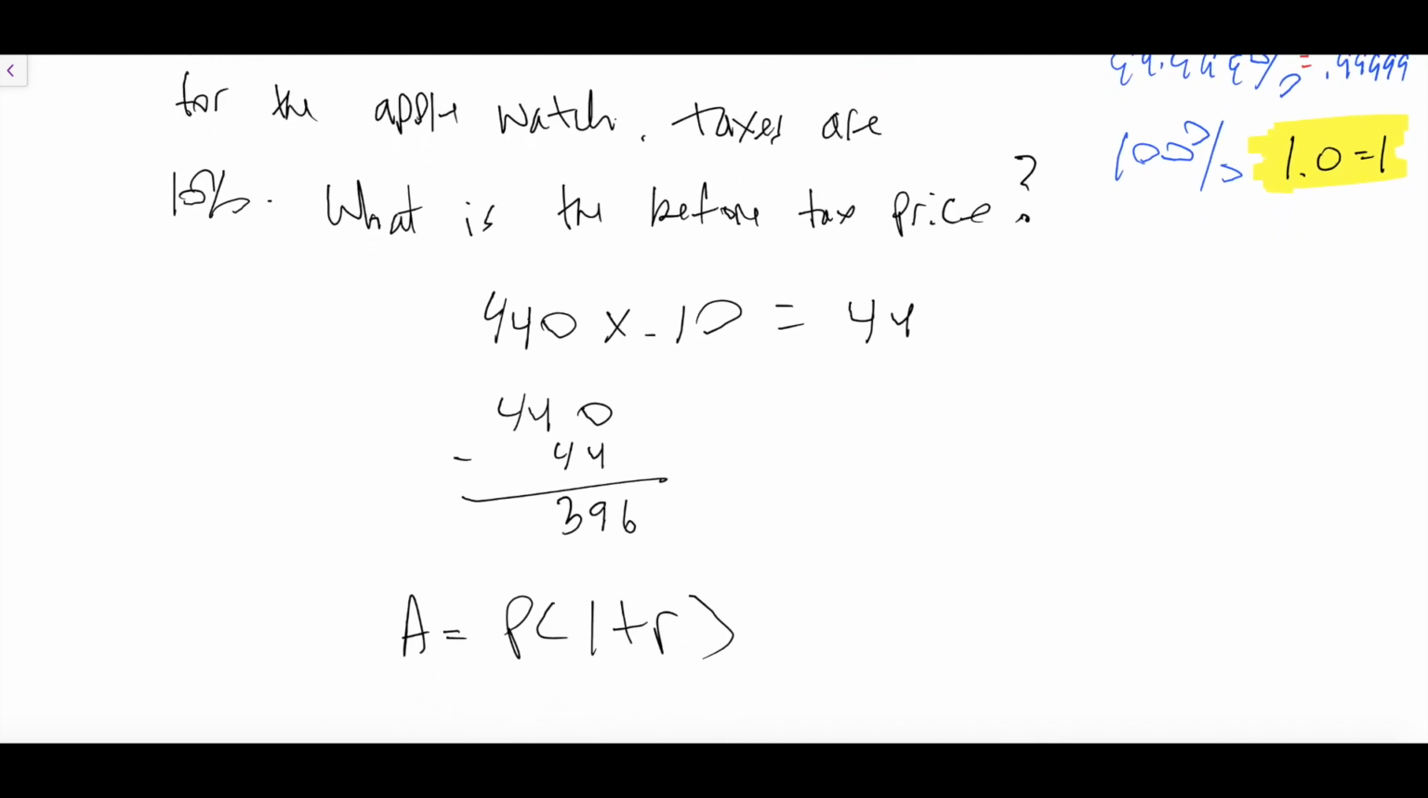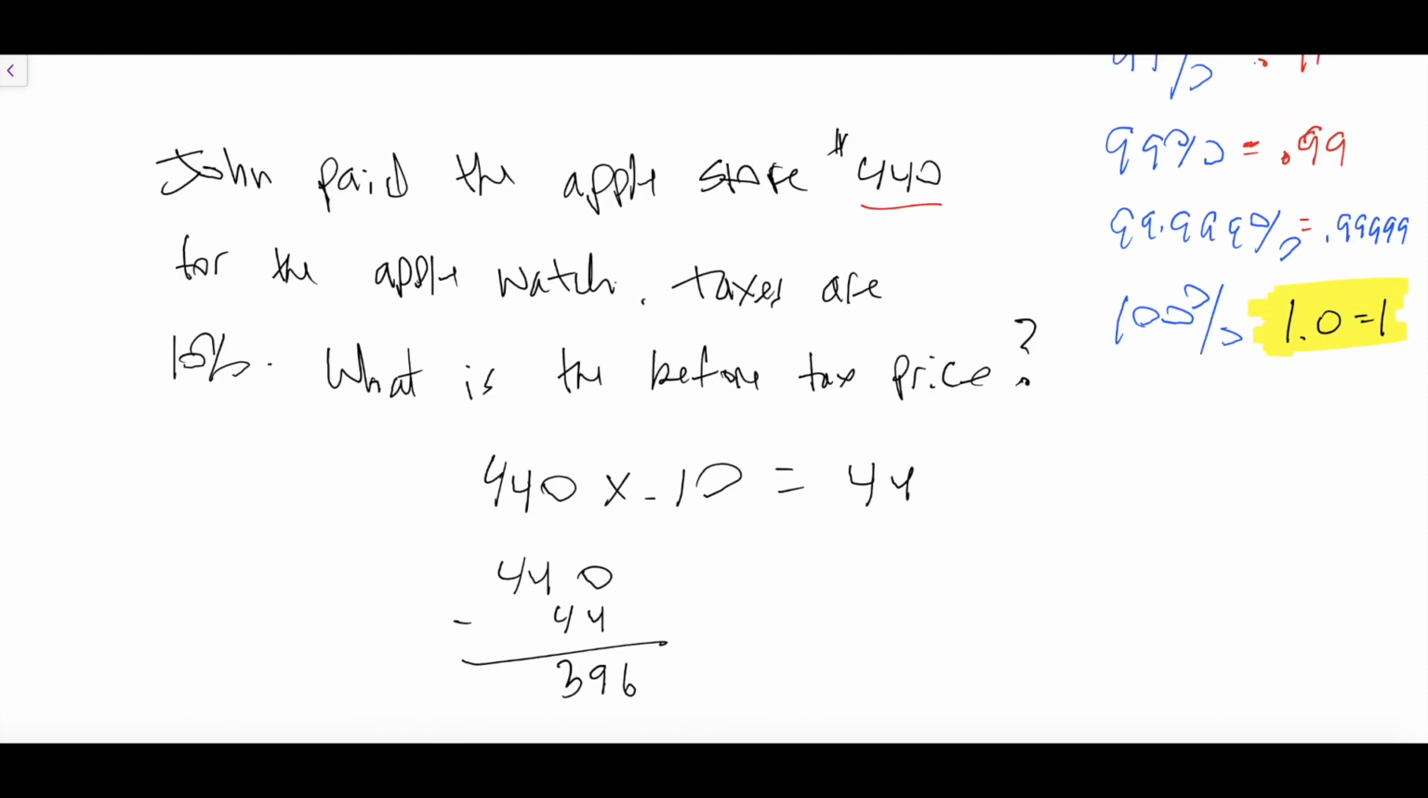A is for the total amount, yes. Okay, so 440. And what are we trying to solve for in this problem? We're trying to solve for the R. We are not. I see R right here. There you are, R. Oh, we are not. We're trying to solve for P.